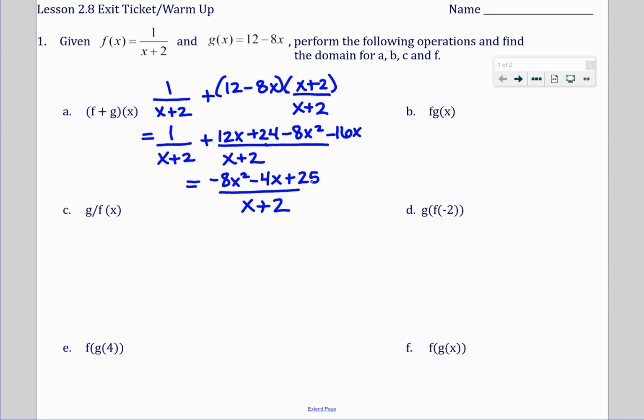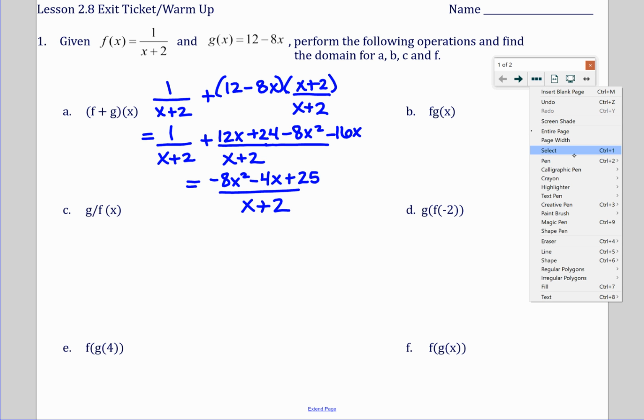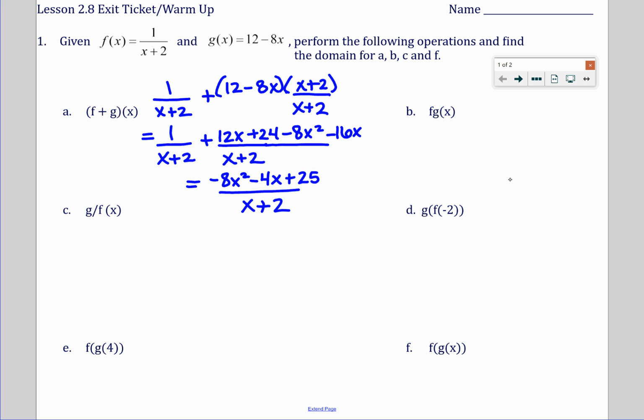25. Okay. This is also one we had to find domain of. What can x not equal here? X cannot equal negative 2. That would give me a 0 in the denominator of the original function f or in the answer that we have here. So your domain should be everything except negative 2 in interval notation. Negative infinity to negative 2 and negative 2 to infinity is what you should have on that one. Okay. Questions on A?